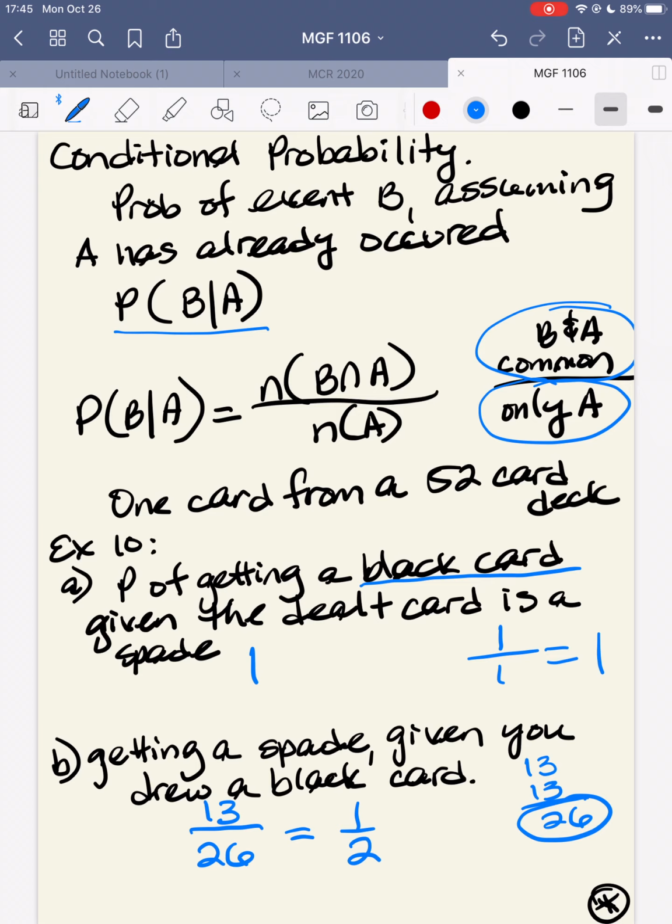I hope this cleared everything up. Make sure that when you're doing dependent events, you're also taking one of those things out of the mix, especially important with cards.